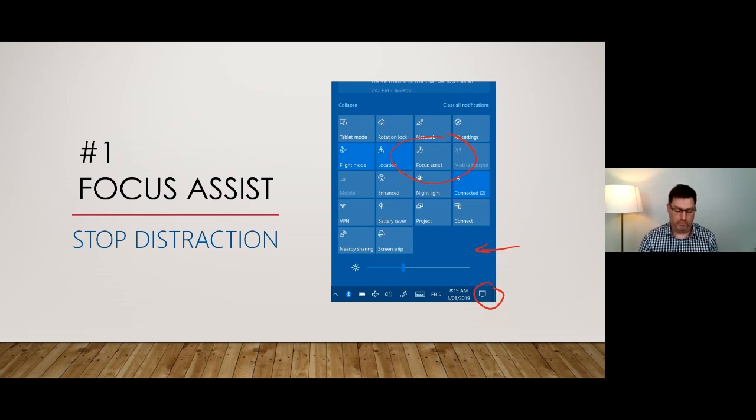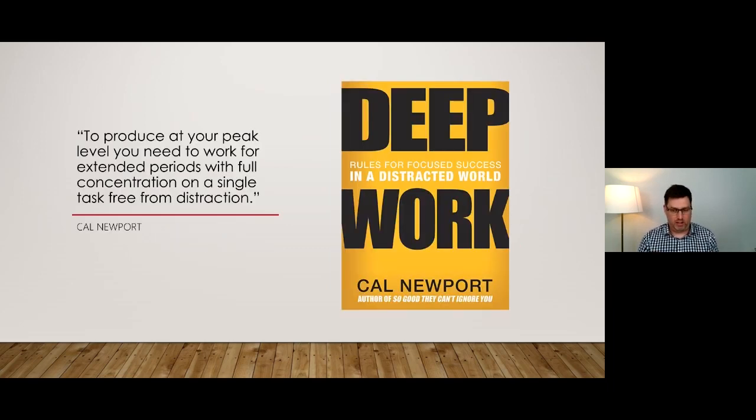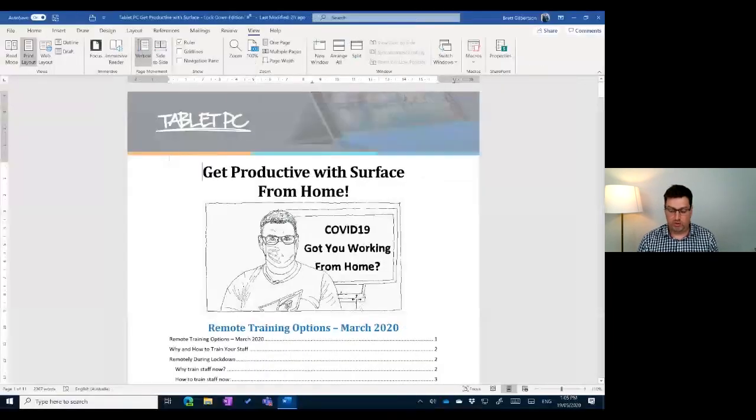but again, for everyone. This book here, by a great author called Cal Newport, says that to produce at your peak level, you need to work for extended periods with full concentration on a single task, free from distraction. Now, I say that you simply can't do that if you're being interrupted by the arrival of each new email. So as a solution to this, in Windows, we have a tool called Focus Assist.